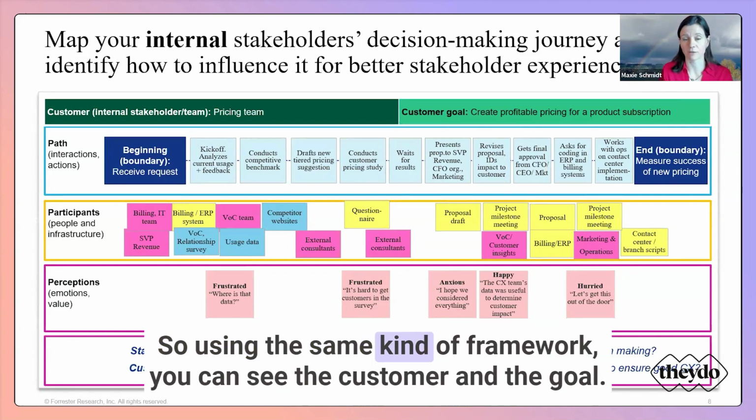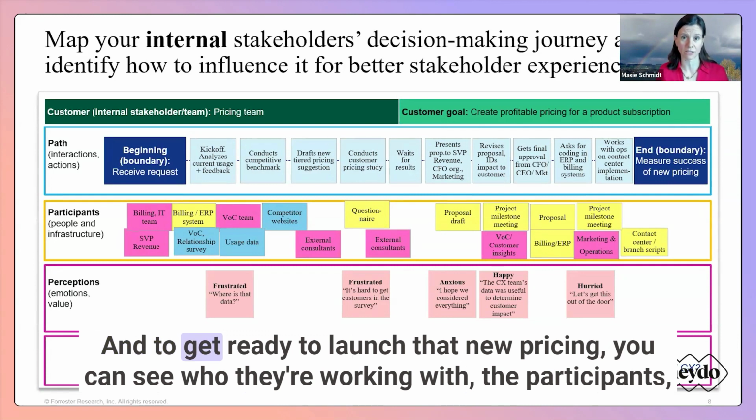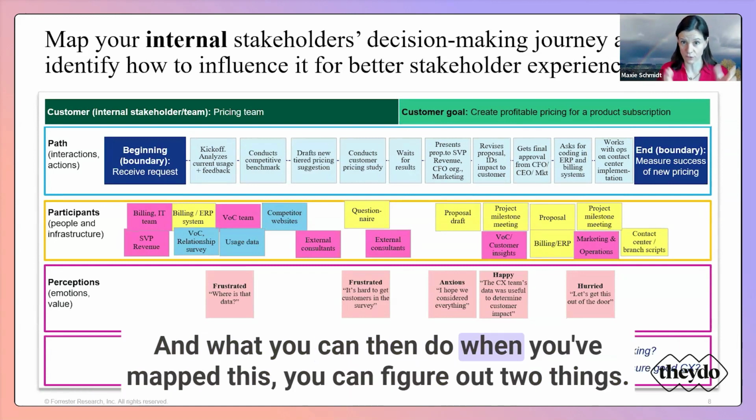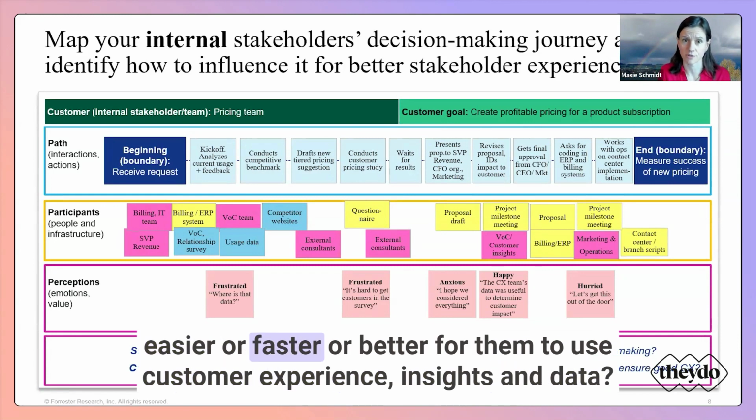So using the same kind of framework, you can see the customer and the goal. I just talked about that. You can see the path that the pricing team takes to make that decision and to get ready to launch that new pricing. You can see who they're working with, the participants, and you can see their own perceptions. And what you can then do when you've mapped this, you can figure out two things. First, you can figure out, okay, these poor stakeholders, how can you make it easier or faster or better for them to use customer experience insights and data?